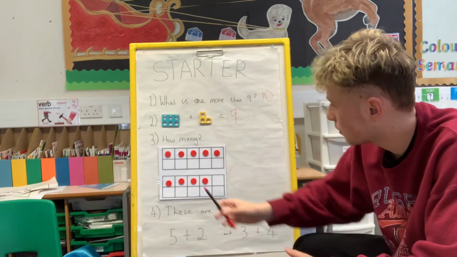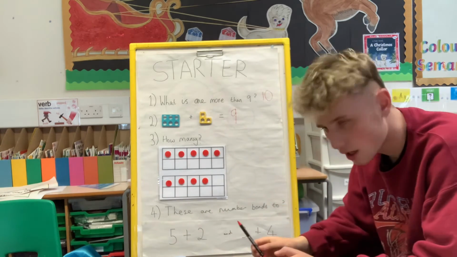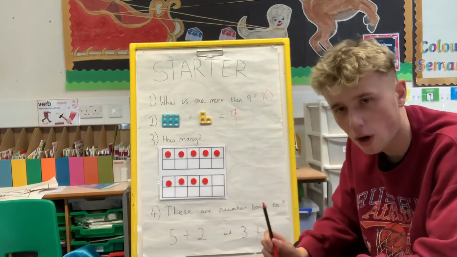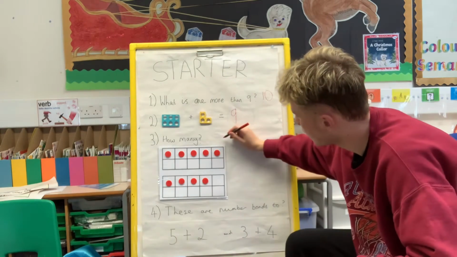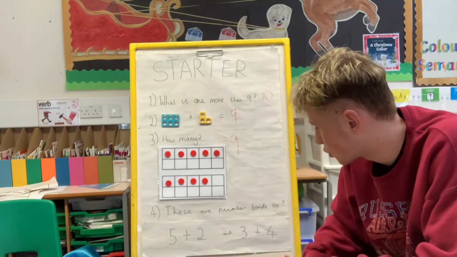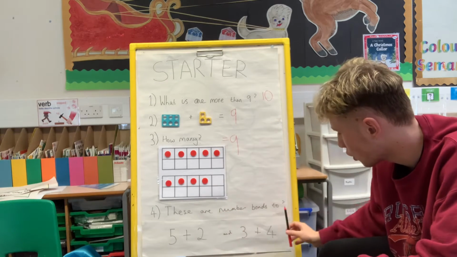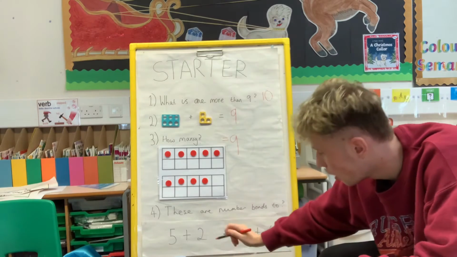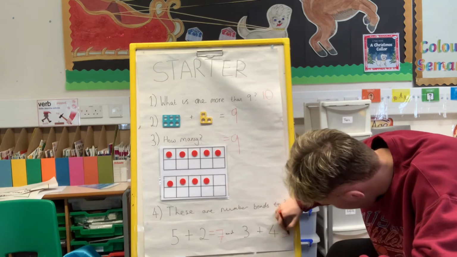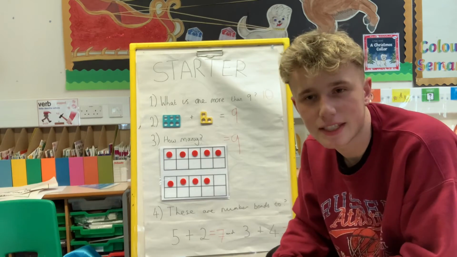Next was number 3, and it was the question that asked how many dots was on this tens frame. And if you count them, 1, 2, 3, 4, 5 on the top one, 1, 2, 3, 4 on the bottom one, 5 plus 4 equals 9. And finally, question number 4 was the question asking which were these number bonds to, 5 plus 2 and 3 plus 4, and both of these equations equal 7. Well done everybody, I hope you enjoyed. Next we'll be looking at the main activity.